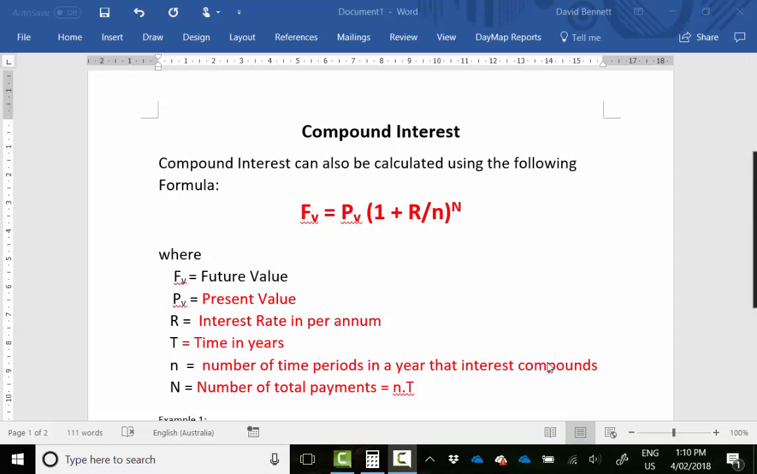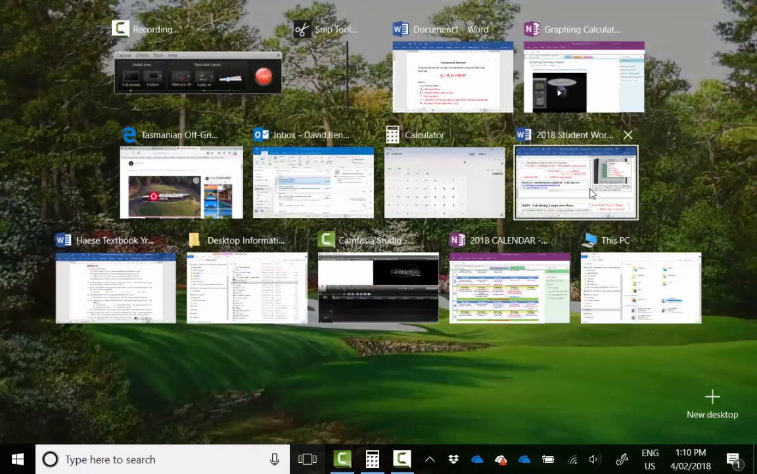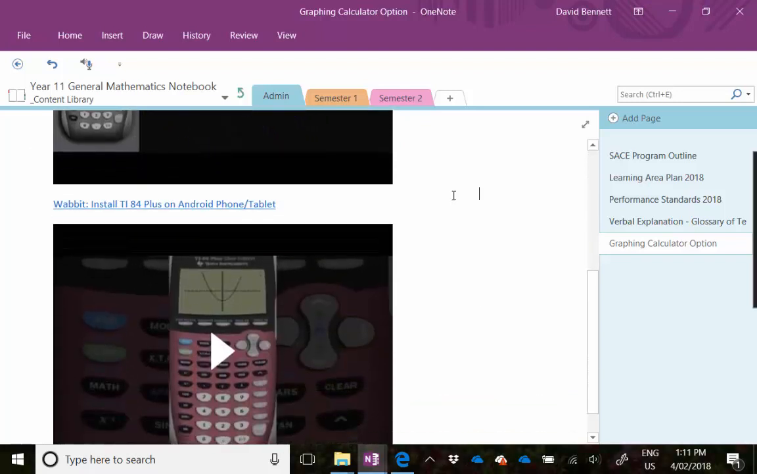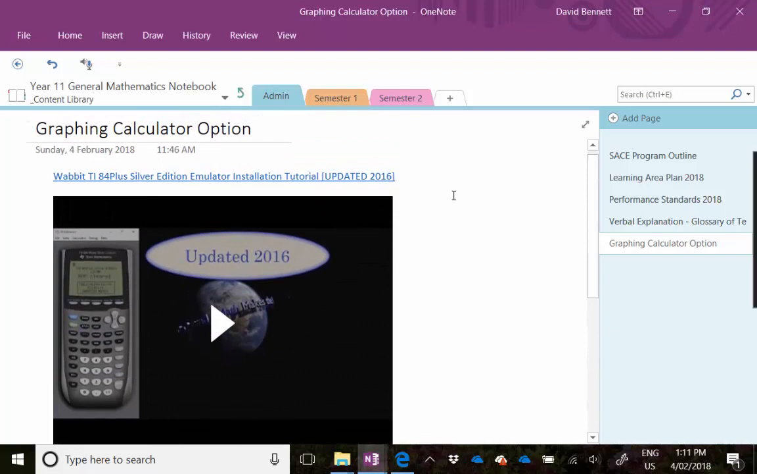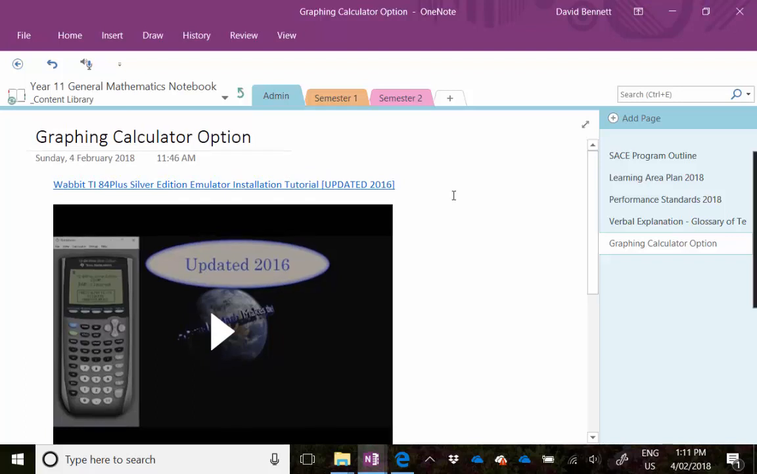Now before I do that, I just want to quickly show you in your notebook that I've put some information in for you. If you come into the admin section of the notebook, you're going to need to have a graphics calculator. Our preferred option would be that you buy one. Alternatively, you can hire one through the library if we've got any spares. And then the third option is maybe download this emulator onto either your phone or onto your computer. All right, so they're the options that you've got.